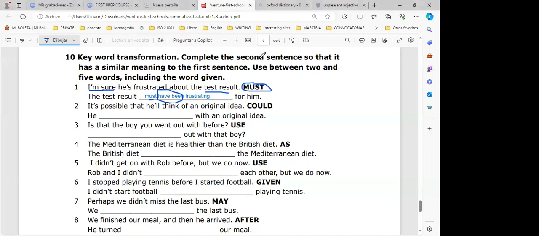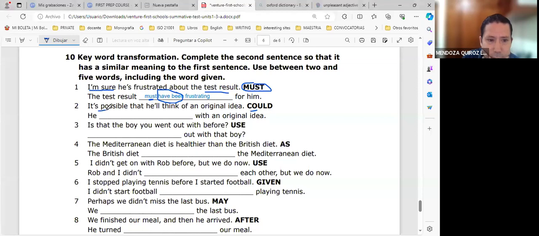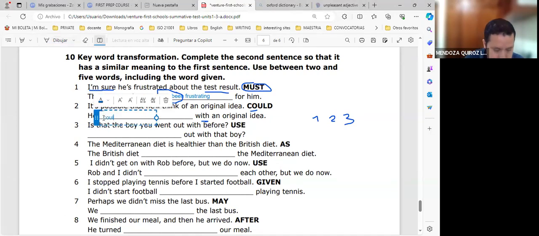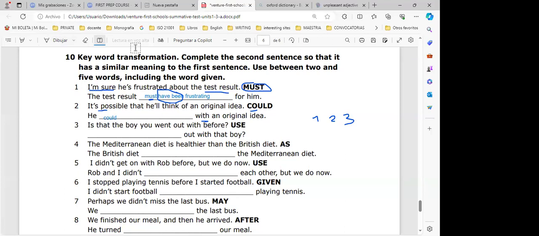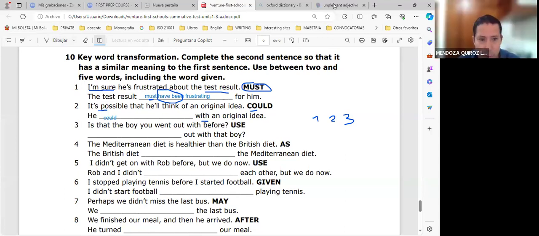She could. Could means that it's possible. He will think of an original idea. In this case, you need a phrasal verb, yeah? And the phrasal verb has 3 words. If you don't know the phrasal, that's going to be a little harsh, but I'm going to help you out. Please take notes, yeah?